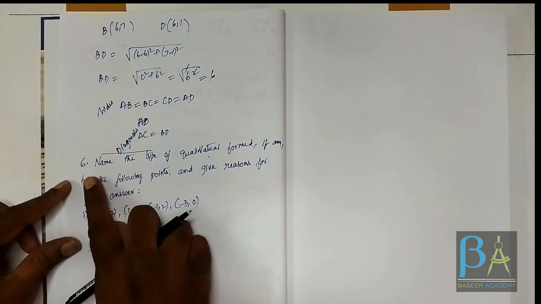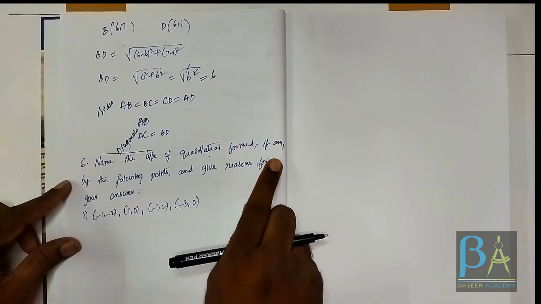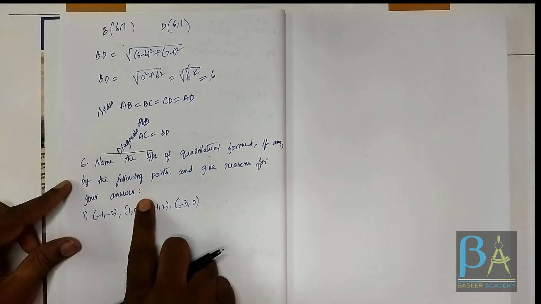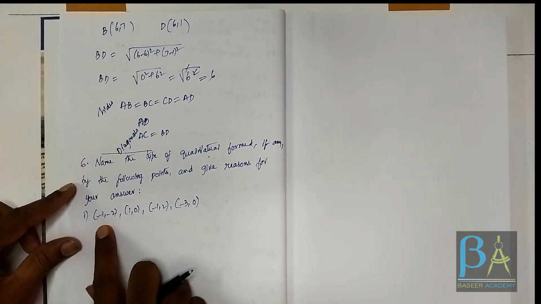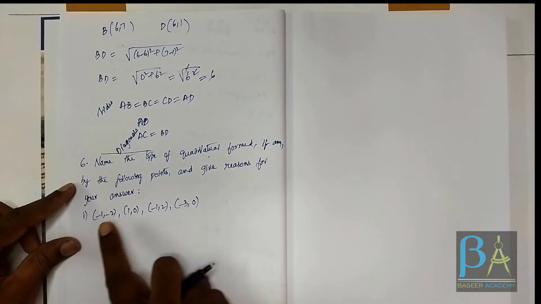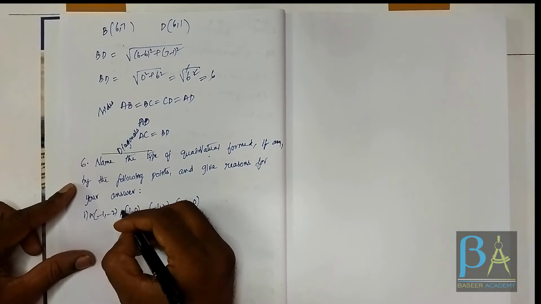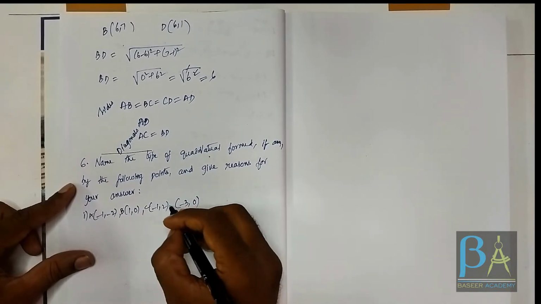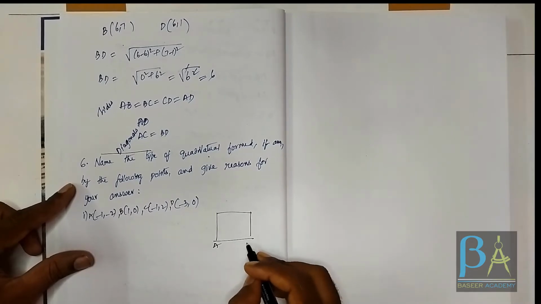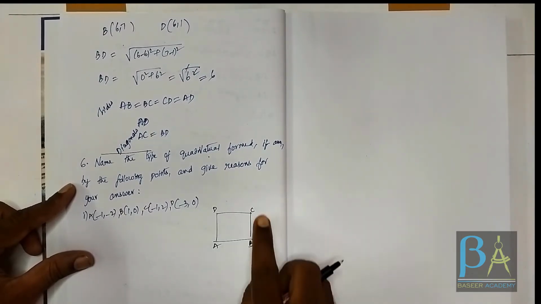Question number 6. Now question number 6 says, name the type of quadrilateral formed, if any, by the following points and give reasons for your answer. Now I have 4 points given to me, and I want to find out what type of quadrilateral these 4 points form. Let us say this is our point A, this is point B, this is point C, this is point D. Let me just draw a rough quadrilateral here, A, B, C and D.